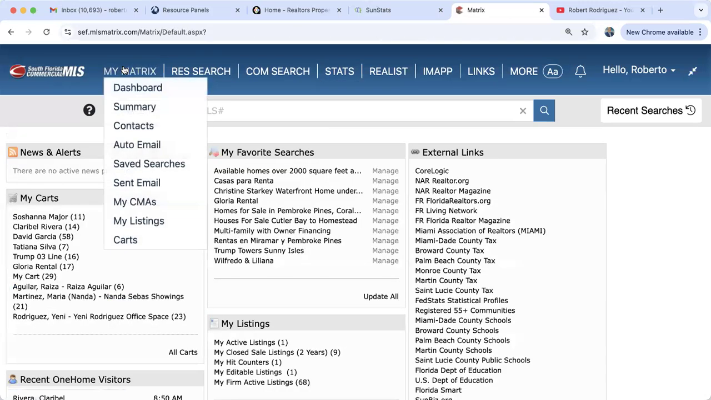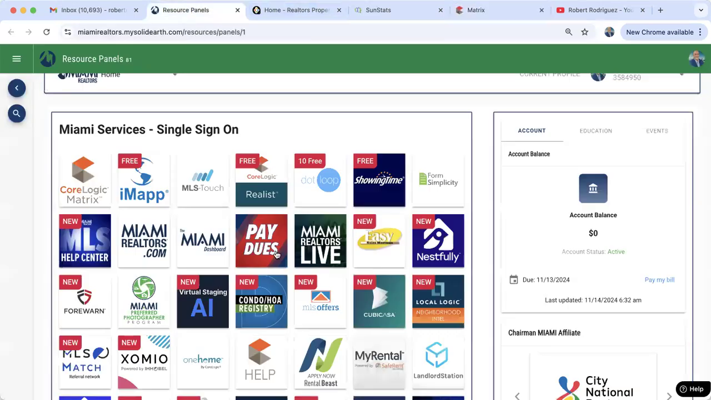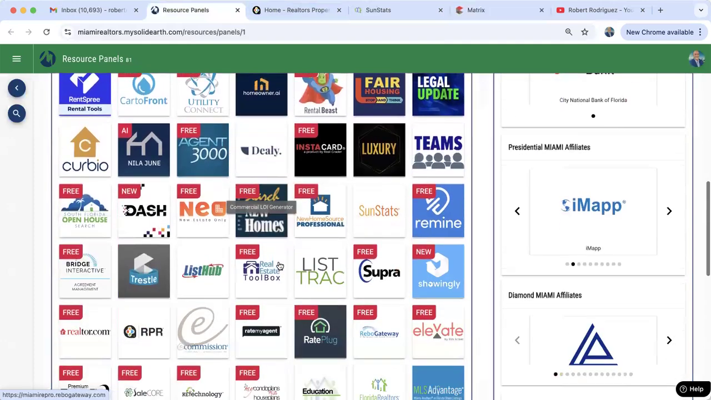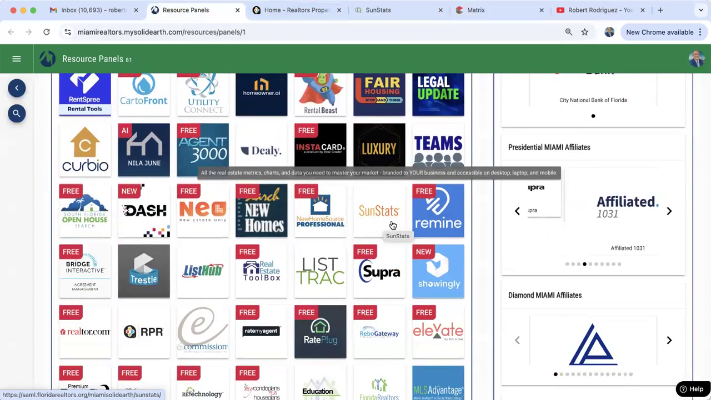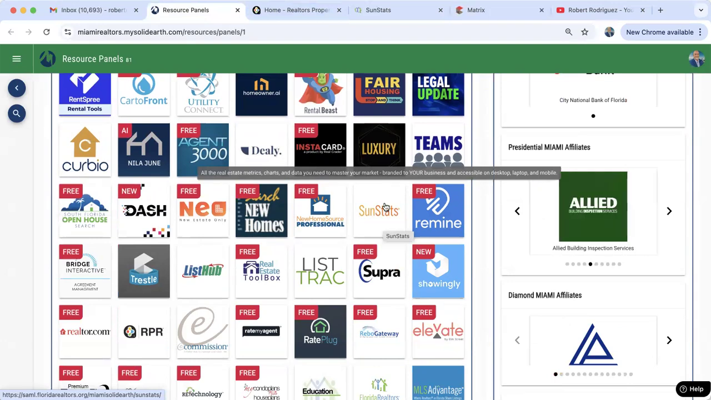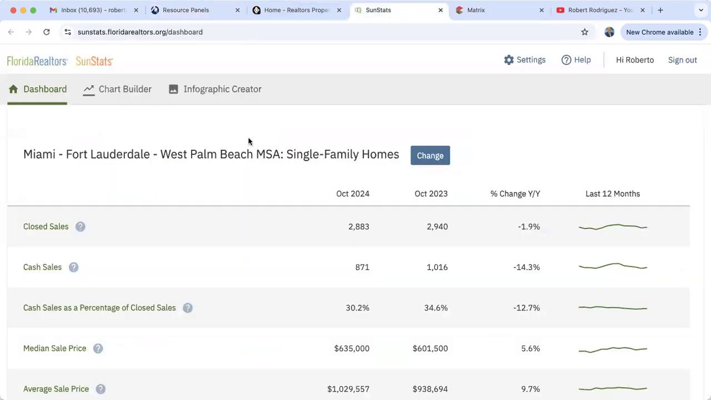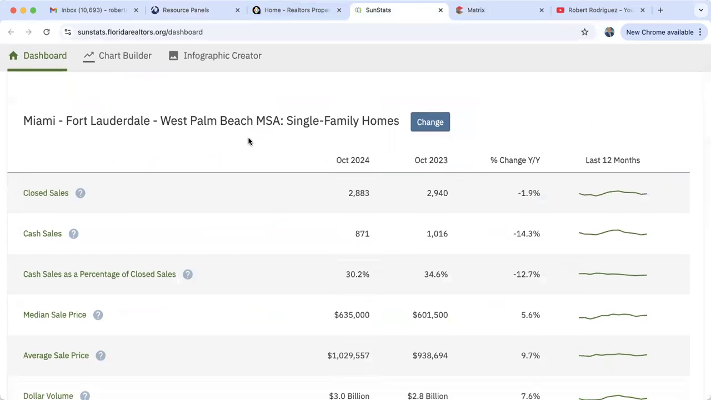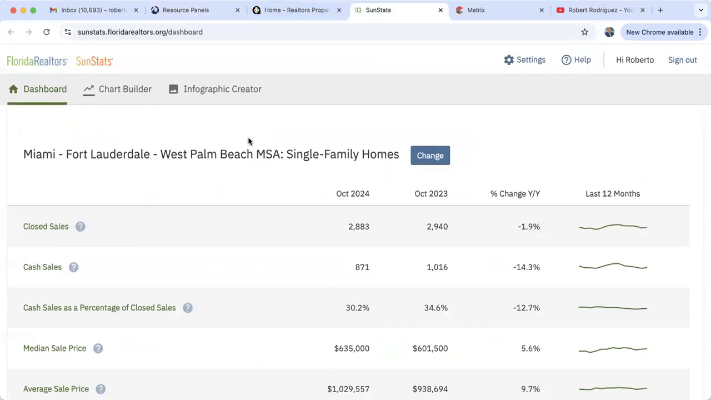Now, if you guys want to see the same stats, but you want to see them outside of South Florida, let's go to SunStats. So from your resource page of the Miami Realtors, you want to look for SunStats. SunStats is a product of the Florida Realtors. So your membership to the Florida Realtors gets you SunStats. Now, you can see a lot of the same information and it's printable. You can also create infographics for your marketing using SunStats. On the very top, you have dashboard, you have chart builder, and you have infographic creator.